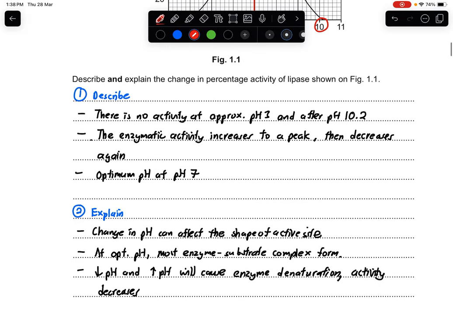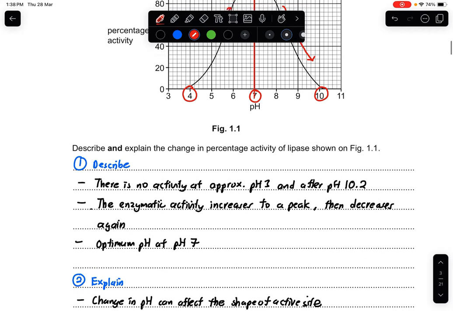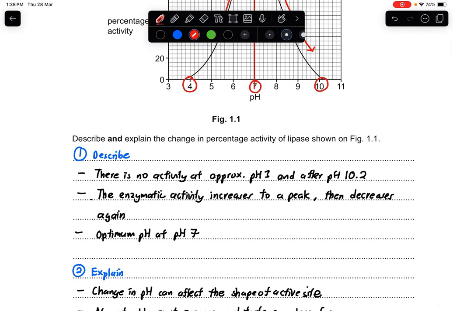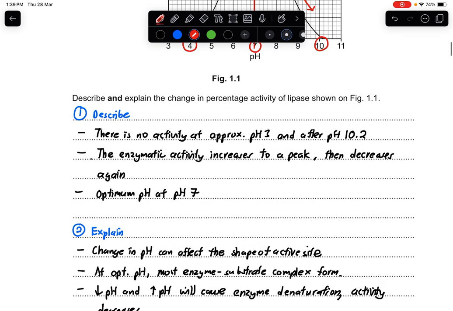So these are the few things that I have told you, and you should be putting your answer in this way. My describe is that there is zero activity at approximately pH 3 and after pH 10.2. Then you can see the enzyme activity increases to a peak, which I mentioned is at pH 7, and then it decreases again. You can also state that the optimum pH of this reaction is pH 7. So I got 3 points.